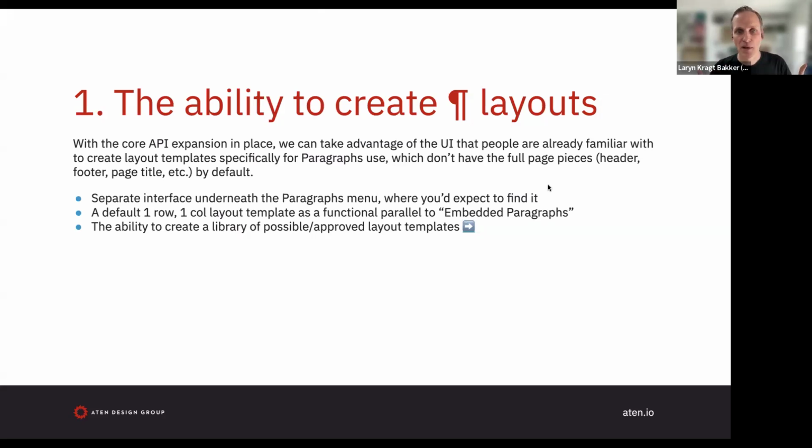When you first install layout paragraphs, it provides a default layout that's only one row and one column, which is the functional equivalent of what you get with your embedded paragraphs. You can only sort vertically in that scenario. If you remember the earlier slide, we want to make it easy for people who have paragraph fields already and would like to move to using layouts. By default, just turning it on provides a functional equivalent, and then they can choose other layout templates and move the paragraphs around. But just by turning it on, it's a one-to-one equivalent.